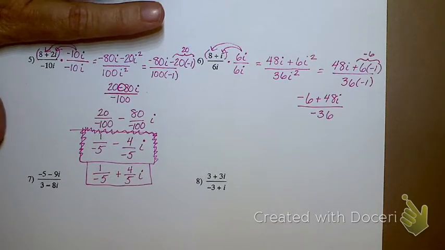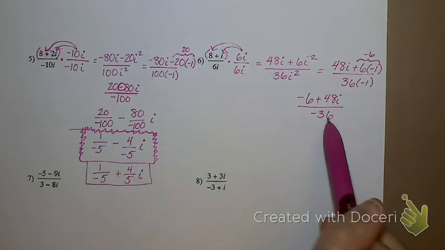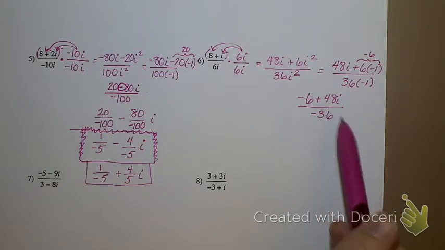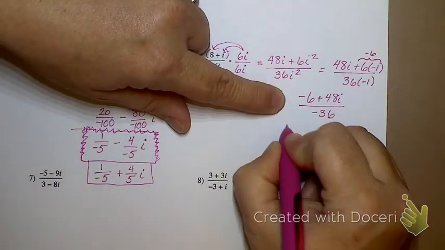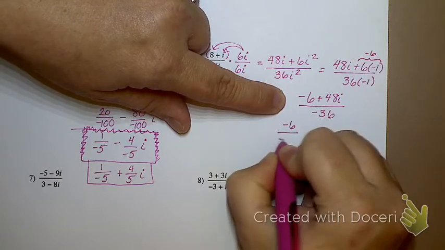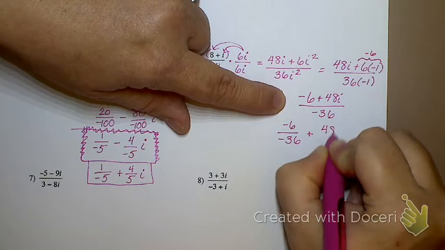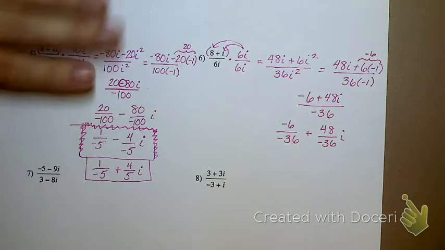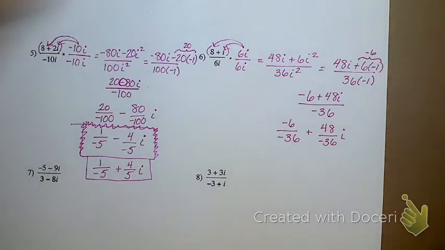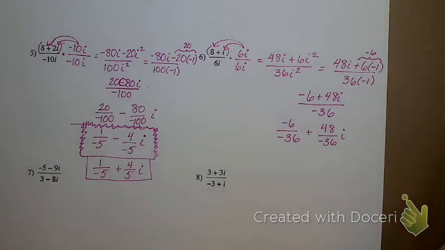By the way, if they can't, like let's say this was 37, which is a prime number, then I'm just done right there. I don't need to split it up. But if it can be reduced, we have to separate it. So negative 6 over negative 36 plus 48 over negative 36i. Actually, I want you to split it up even if it doesn't reduce, because if you don't split it up, it's technically not in a plus bi form.